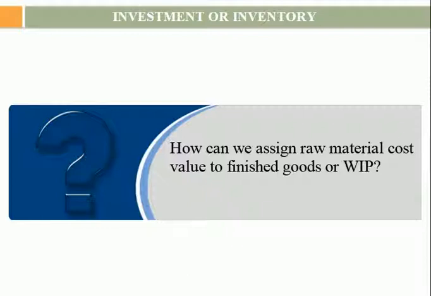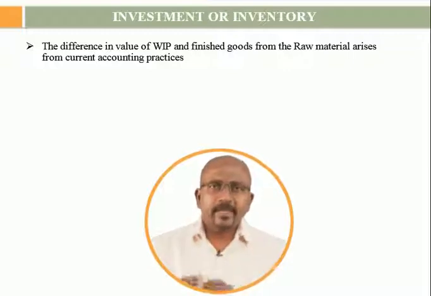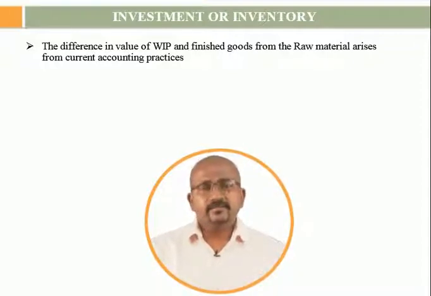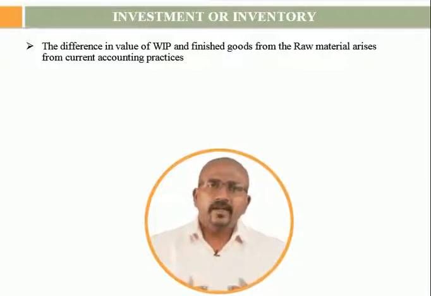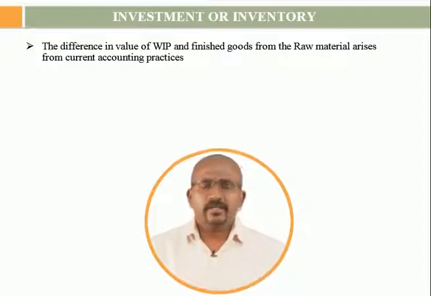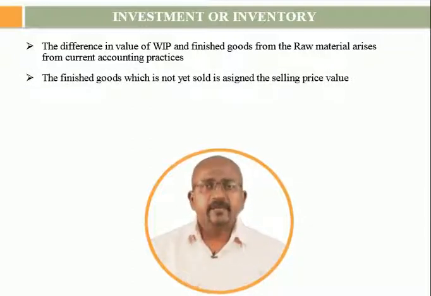Now this throws up many questions. How can we assign raw material cost value to finished goods or WIP? The difference in value of WIP and FG from the raw material arises in our mind from our current accounting practices. Because of the accounting practices, these are given higher values than the raw material and put on our statements of accounts. And so the finished good, which is not yet sold, lying in the company but can be sold at a certain value, is assigned the selling price value.